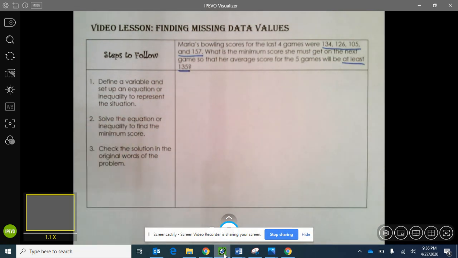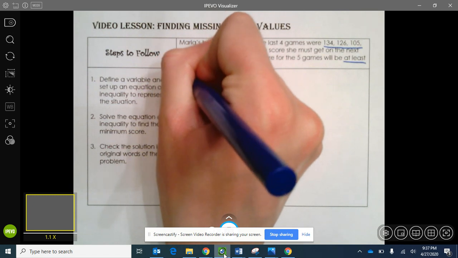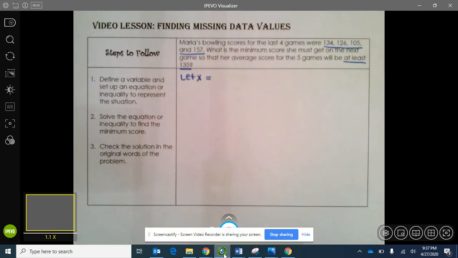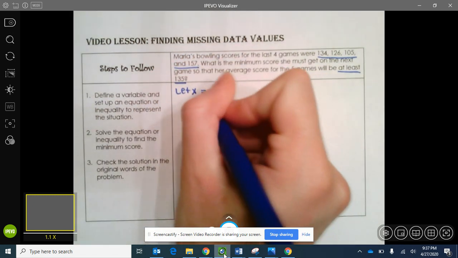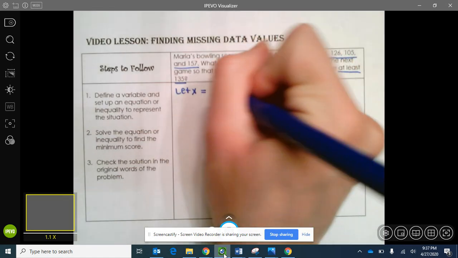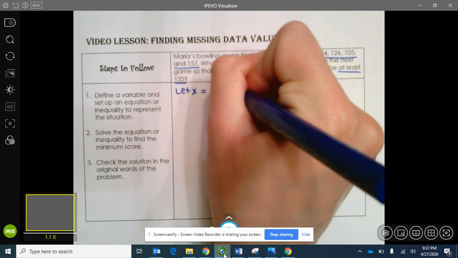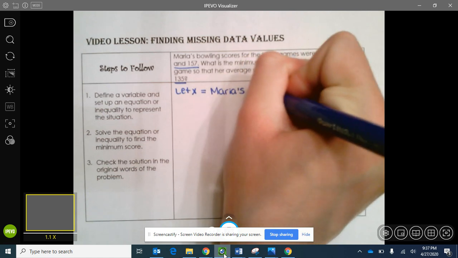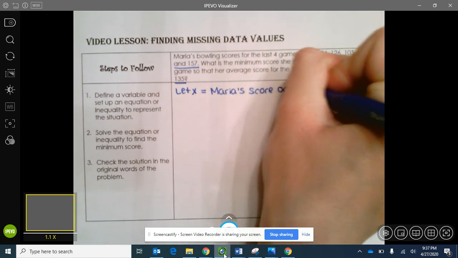Okay, so let's look at our steps over here. Start by defining your variable. So we do have an unknown here. We need to start with defining our variable. So let x equal, and what we don't know here is her score on the 5th game. So Maria's score on the 5th game.